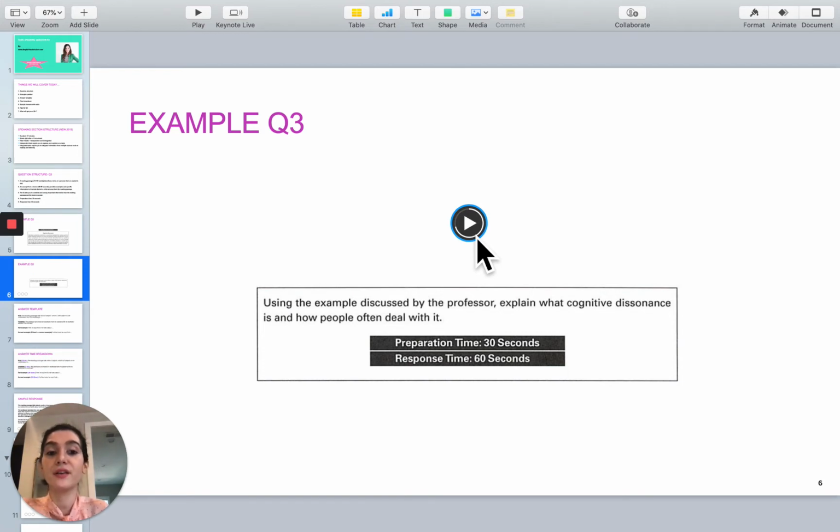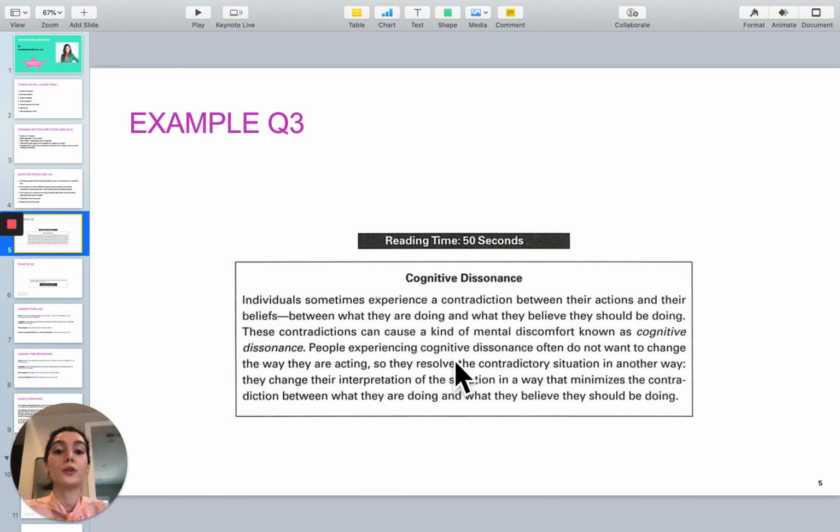Okay, so now here in this question, in this lecture, he only gave one example. He did not give us two examples about the term cognitive dissonance. He just gave one example, but presented it in a way that, okay, this was the problem I was facing and this is how I dealt with it, which is mirroring what we read in the reading passage: what cognitive dissonance is as a problem, and how people often deal with it.